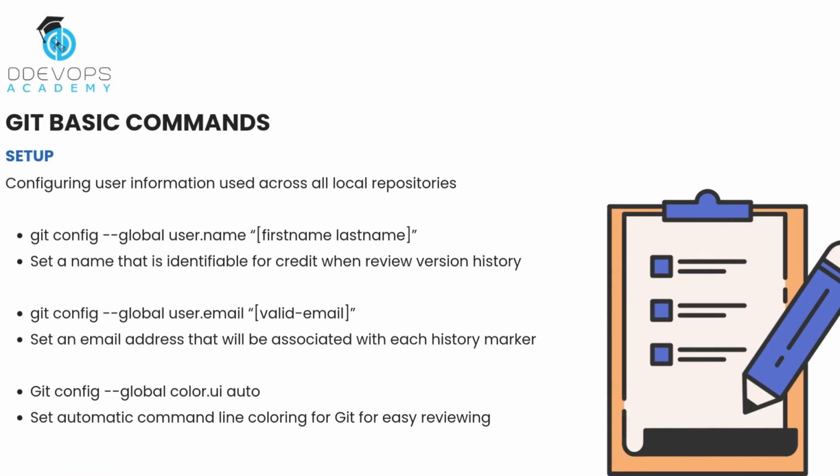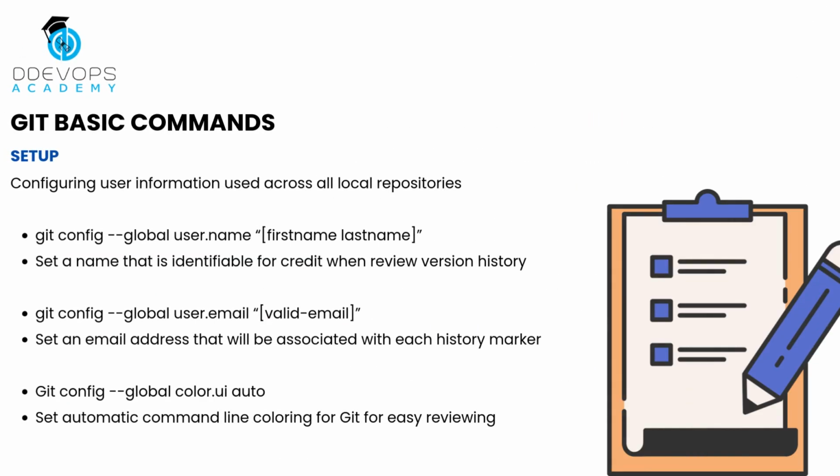Before using Git, it's important to configure your identity. This ensures your commits are properly credited. Use git config --global user.name to set your name, and git config --global user.email to link your email to your commit history. Finally, enable command line coloring with git config --global color.ui auto. This makes reviewing changes easier and more intuitive. These setup steps apply across all your local repositories.